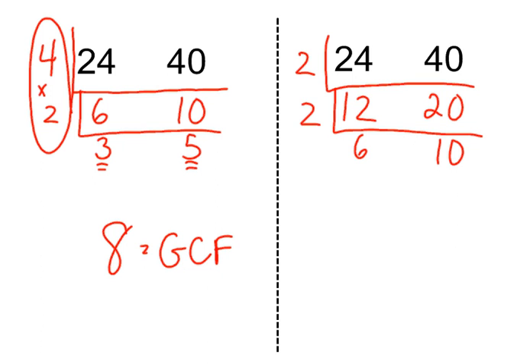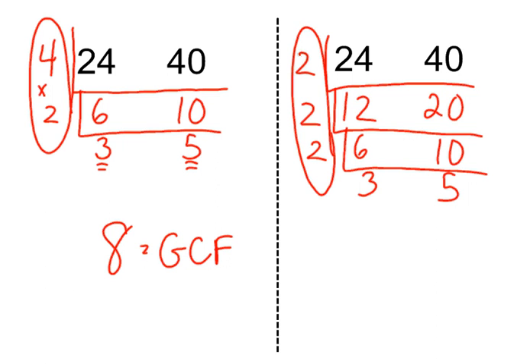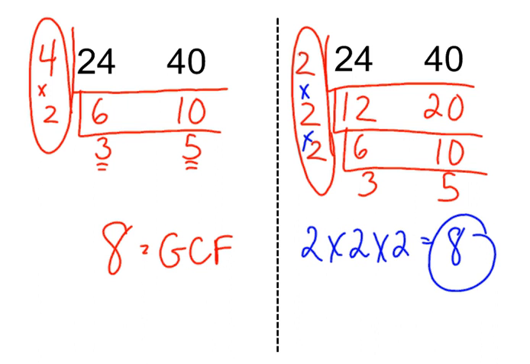Now, am I done? No, because 2 again would go into 6 3 times and go into 10 5 times. And now we're finished, because the only number that would go into 3 and 5 is 1. So we're finished. So you take these side numbers and you multiply them. So 2 times 2 times 2. And when you multiply 2 times 2 times 2, you still get 8. And that is your GCF.